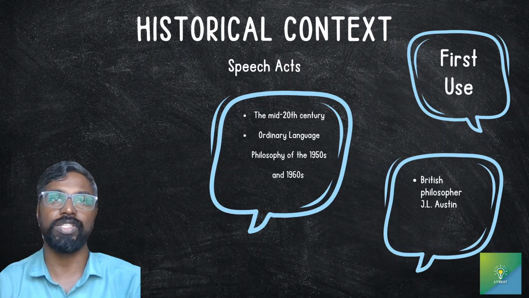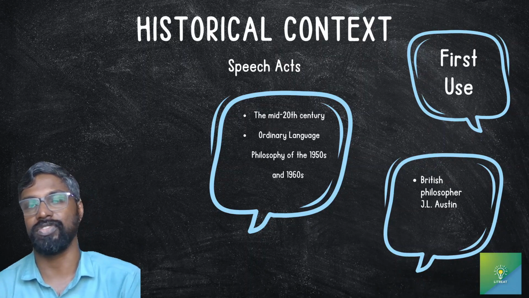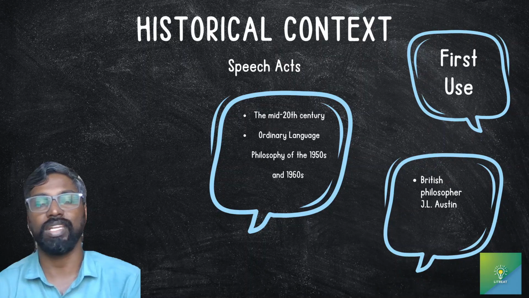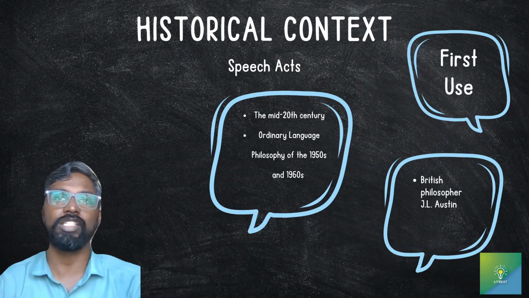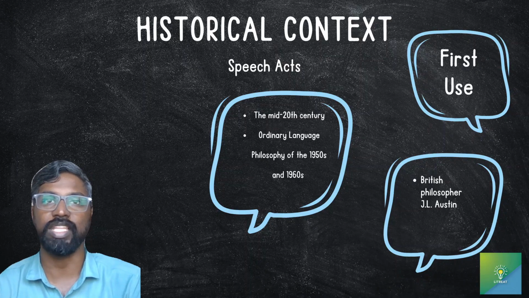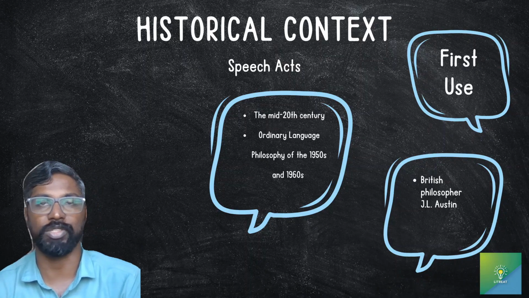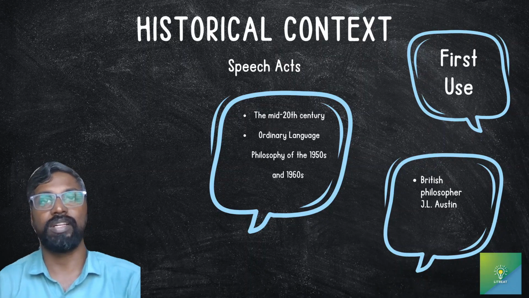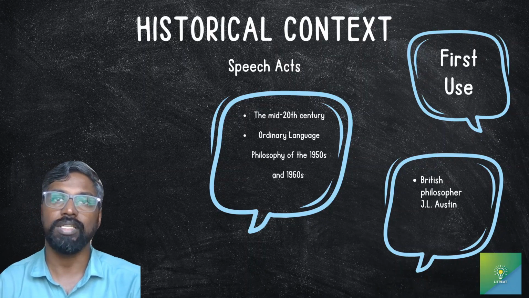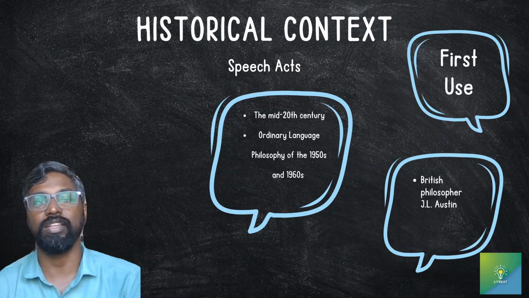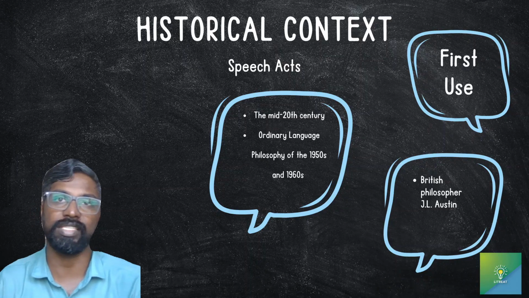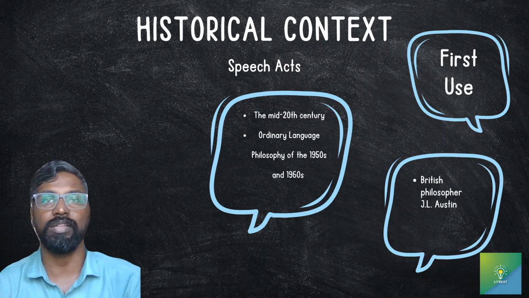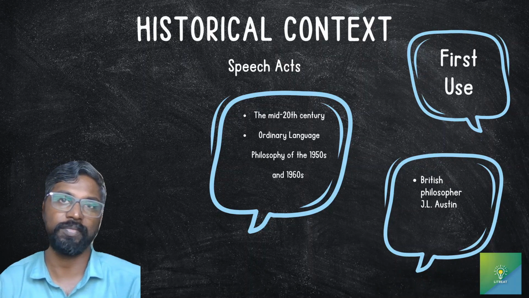The concept was first systematically introduced by British philosopher J.L. Austin in his William James Lectures at Harvard University in 1955, later published posthumously as How to Do Things with Words in the year 1962. Austin's student John Searle significantly expanded and formalized the theory in his work Speech Acts, an essay in the philosophy of language, published in the year 1969, establishing it as a foundational concept in pragmatics and linguistic philosophy.